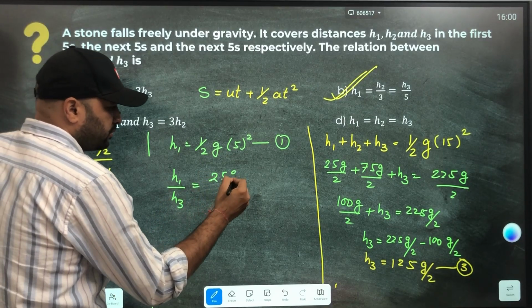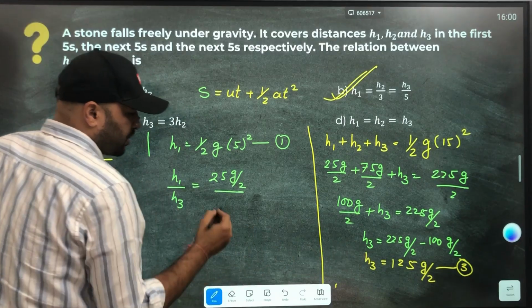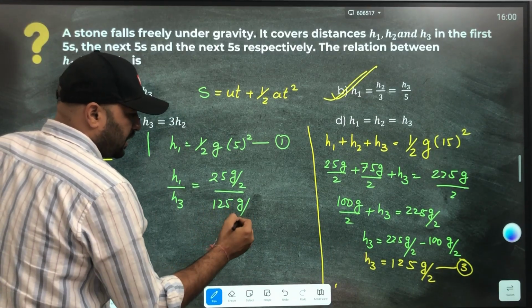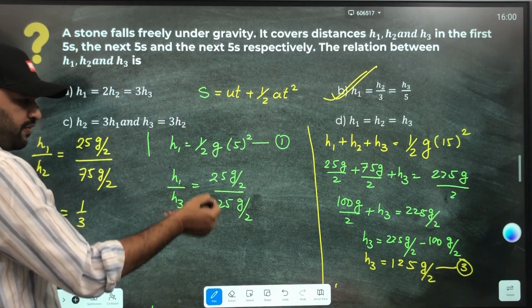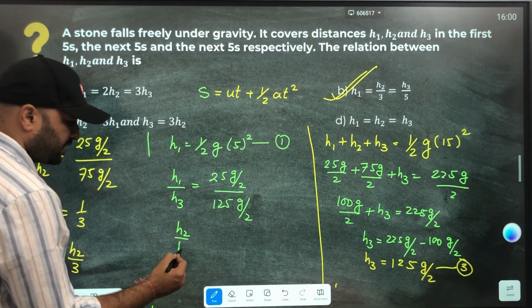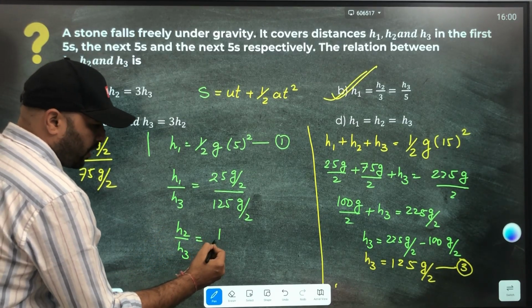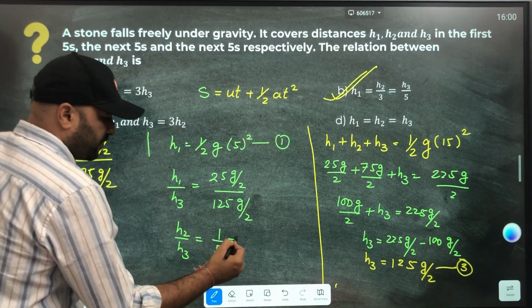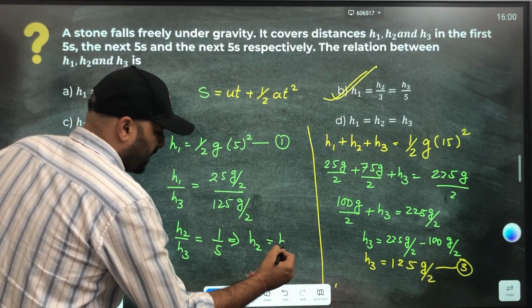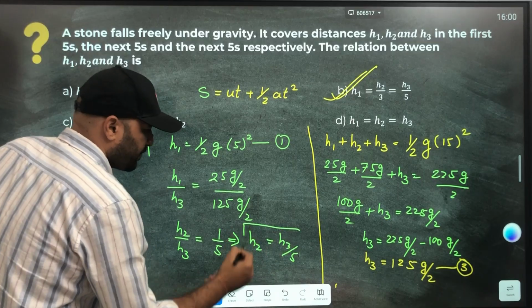25 g by 2 and h3 is how much? 125 g by 2. Let's cancel out g by 2 with g by 2. 25 5s are, so h1 upon h3 is equal to how much? 1 by 5. Cross multiplying, it will give us h1 is equal to h3 by 5. I hope this is clear.